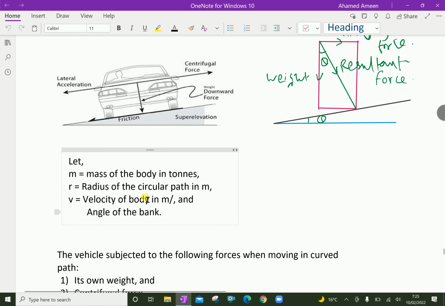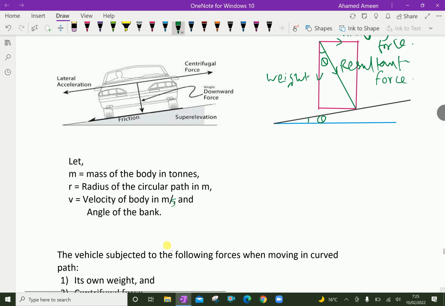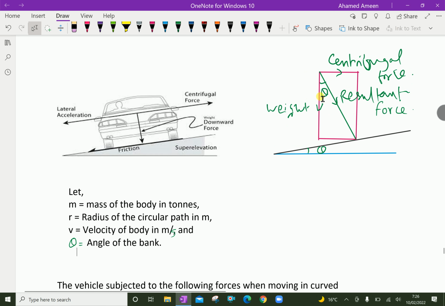Here let m equal the mass of the body in tons, r equal the radius of the circular path in meters, v equal the velocity of the body in meters per second, and theta equal the angle of the bank, the angle of inclination of the road. Look at this figure. The own weight of the vehicle acts downward and centrifugal force acts horizontally. The resultant force is like that, at angle theta.